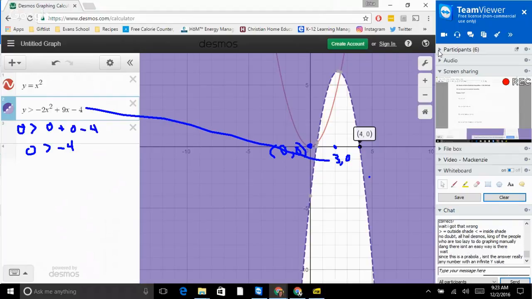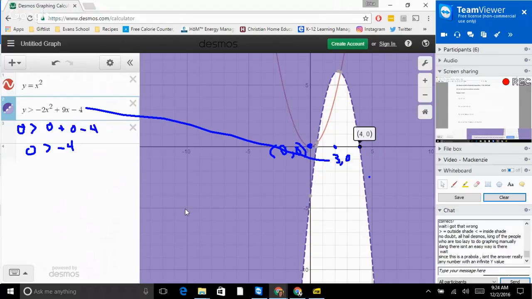All right, since it's a parabola, isn't the answer... Okay, well, not just since it's a parabola, Elijah, but Elijah's saying isn't it any number? It's any point that's in this purple shaded area. So anything that's not in the white area or on the dotted line is true for this purple equation.